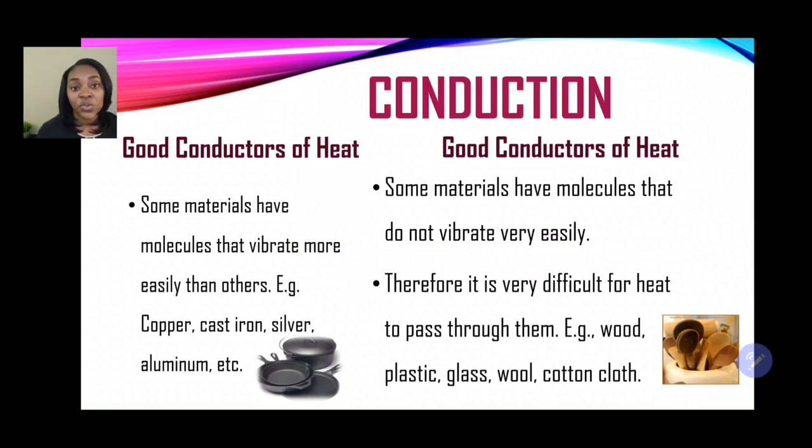So we're speaking of good conductors of heat and poor conductors. Good conductors of heat are made from materials where the heat can easily penetrate, and these are copper, cast iron, silver, and aluminum. On the other hand, we have poor conductors of heat, and these are made from materials that do not vibrate easily when heat is applied. Therefore, examples include wood, plastic, glass, wool, and also cotton cloth.